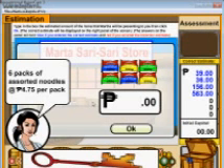6 packs of assorted noodles at 4.75 pesos per pack. So it's gonna be 28.5 pesos. So since 0.5 again and above, we're gonna round it up. So it's gonna be 29 pesos. You did a good job.